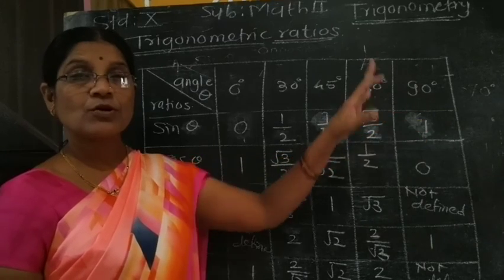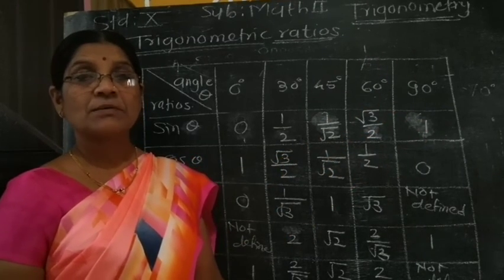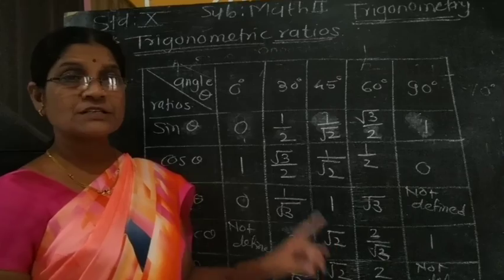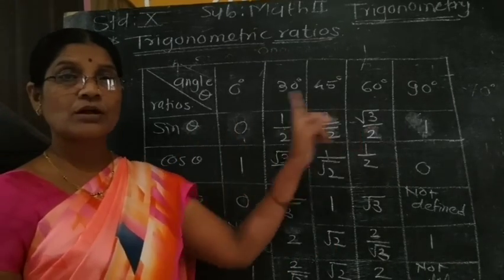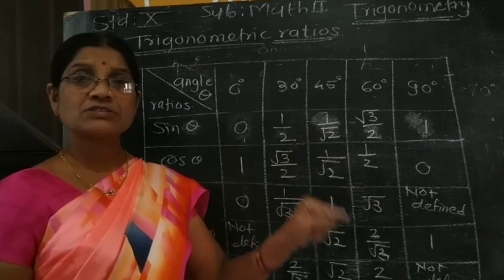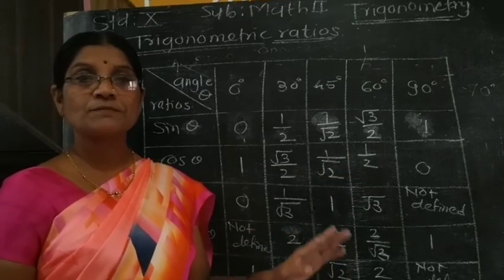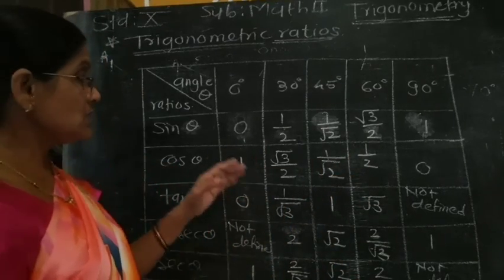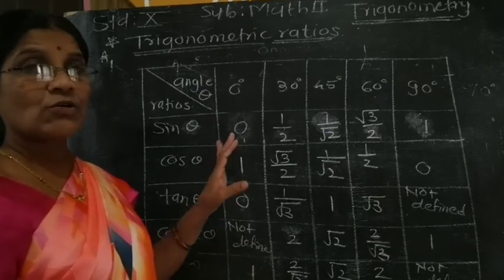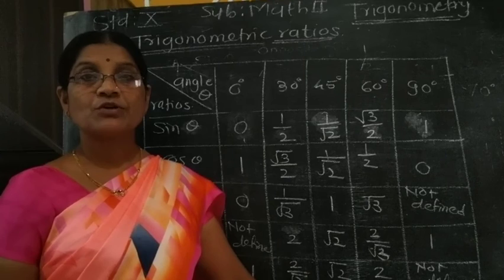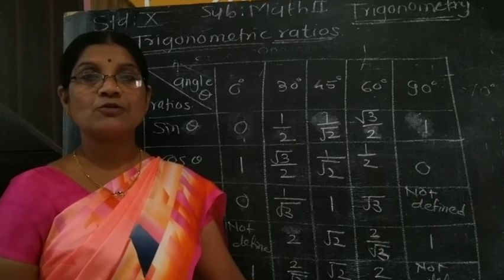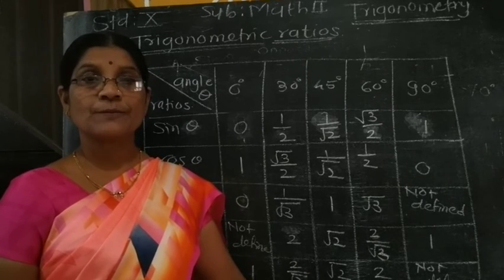In this way we have to remember this chart by a trick. First find out sine: write down 0 to 4, divide by 4 and take the square root. Then we obtain the value of the sine ratio. And using the relations between them, find out all these values. And in this way, in this video, we learned the values of trigonometric ratios.